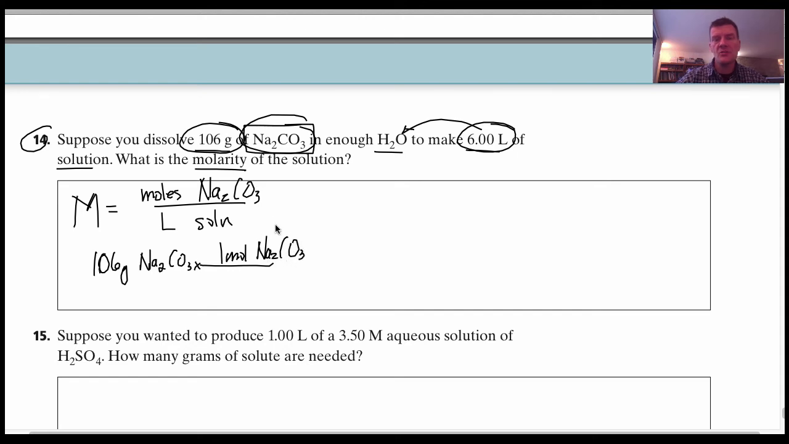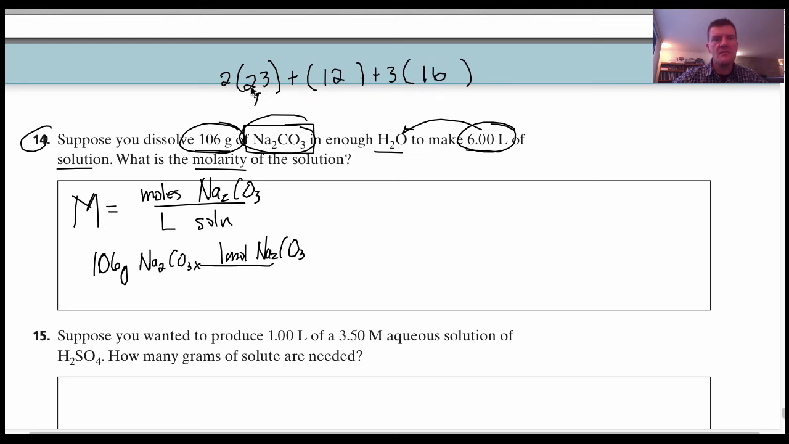table. So I go to the periodic table and I look for sodium. I have 2 sodiums, so I'm going to multiply its molar mass by 2. I have 1 carbon, so I'm going to add on its molar mass. And then I have 3 oxygens, so I'm going to have 3 times the molar mass of oxygen. Okay? I think sodium is around 23. I may be wrong, but you can double check on the periodic table. Carbon is 12, oxygen is 16.